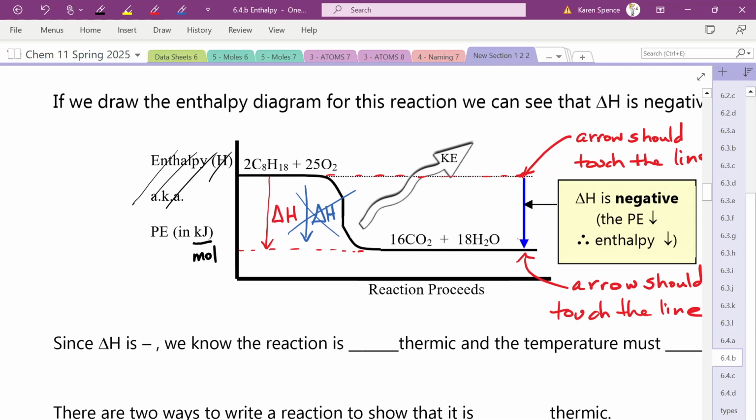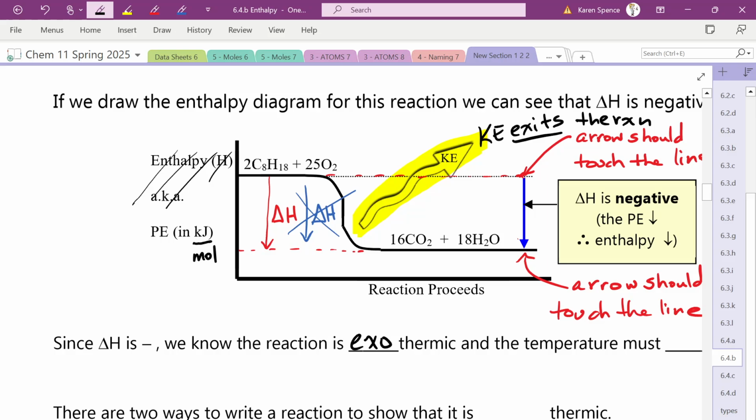So if delta H is negative, that energy had to go somewhere. We started with more potential energy. We ended with less potential energy. So where did that extra energy go? It came out as kinetic energy. And if it's coming out as kinetic energy, this is what thermic? Is it endothermic or exothermic? Exothermic. The kinetic energy exits the reaction.